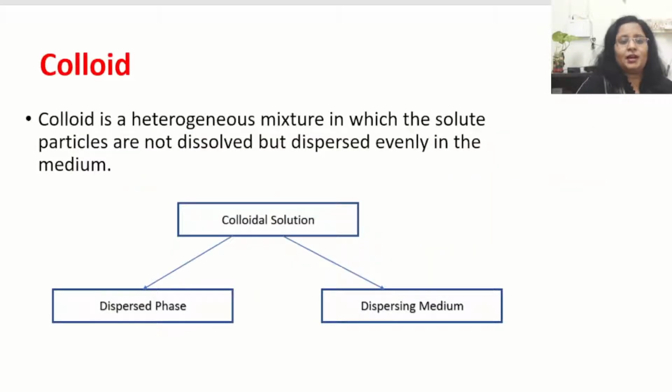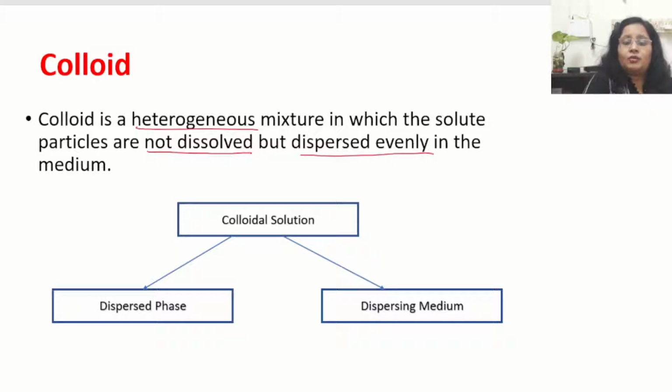A colloid is a heterogeneous mixture in which solute particles are not dissolved but dispersed evenly in the medium. So this is the standard definition. According to this, it should be a heterogeneous mixture, first point, and in which the solute particles do not dissolve. This is the second point, and the third point is it should be dispersed evenly in the medium. So if any mixture fulfills these 3 points, we can say that mixture is a colloid.